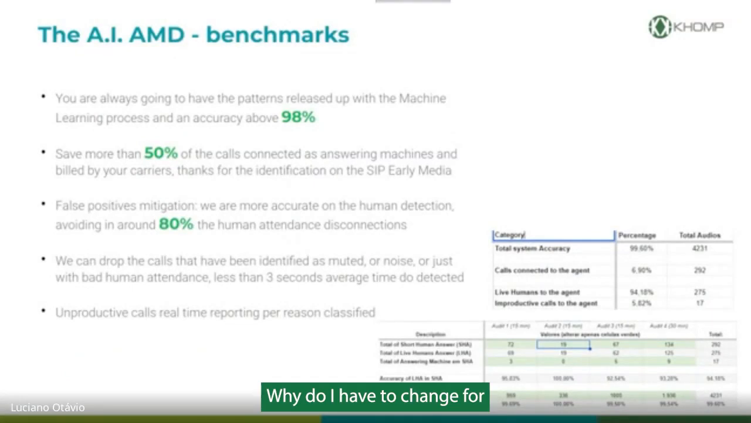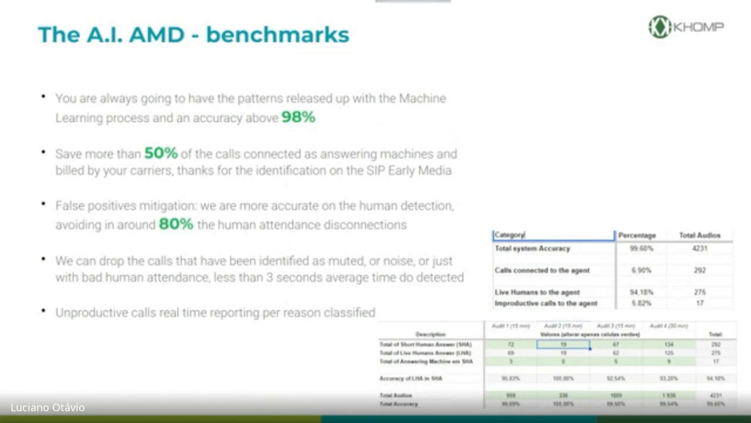Why do I have to change for a great accuracy AMD like the Khomp AI AMD? When we say AI AMD, it's basically because we have the artificial intelligence embedded on the AMD, and I'm going to explain on the next slide of this presentation.